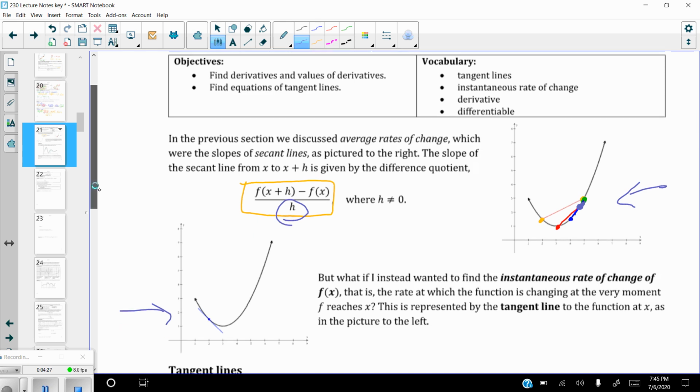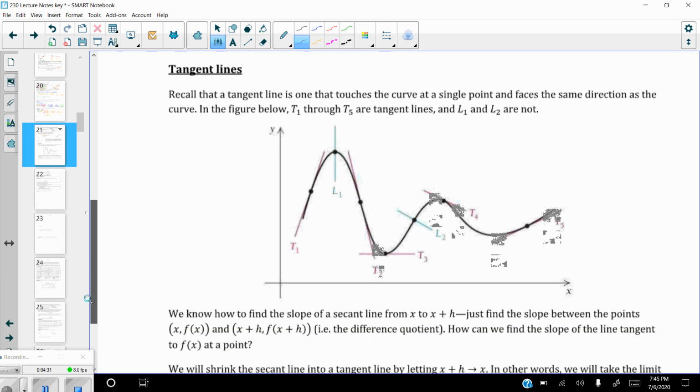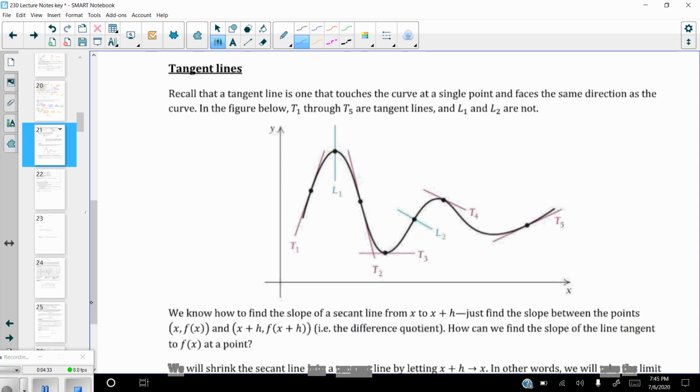So let's go ahead and see if we can at least recognize what tangent lines are. Hopefully you can take a look at this graph and figure out which ones are tangent lines. Tangent lines are going to hit the curve at one point, and all of these hit the curve at one point. But they also kind of have to follow the direction of the curve. As you can see, L1 kind of cuts through it. It's almost perpendicular to the curve. L3 looks like it is perpendicular to the curve.